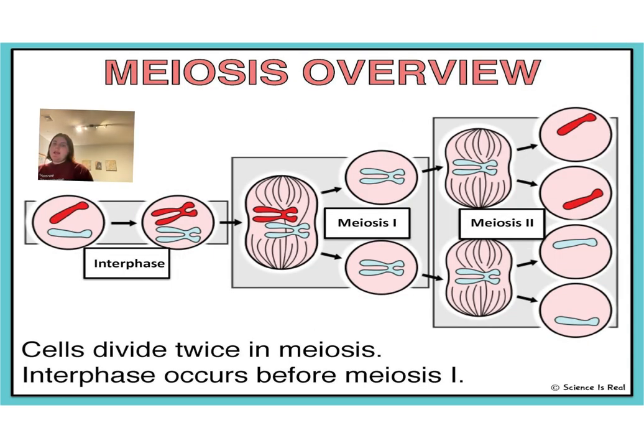So in our overview of meiosis, there are two main phases of meiosis, meiosis 1 and meiosis 2. In meiosis 1, one cell divides into 2, and then in meiosis 2, 2 cells each divide into 2, creating 4. So cells divide twice in meiosis, and interphase occurs before meiosis 1.